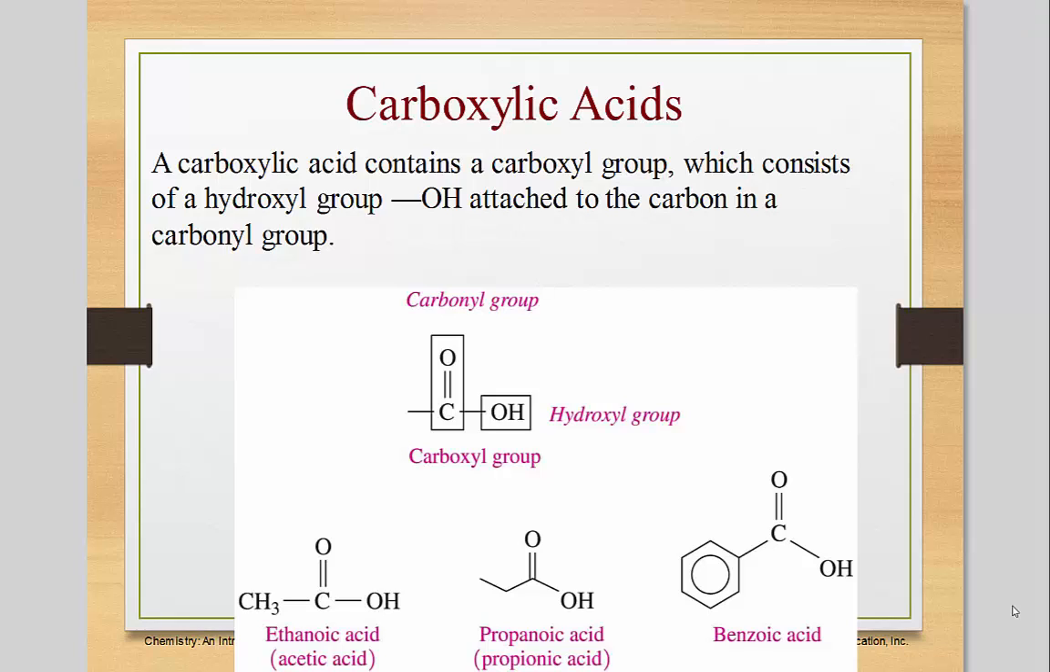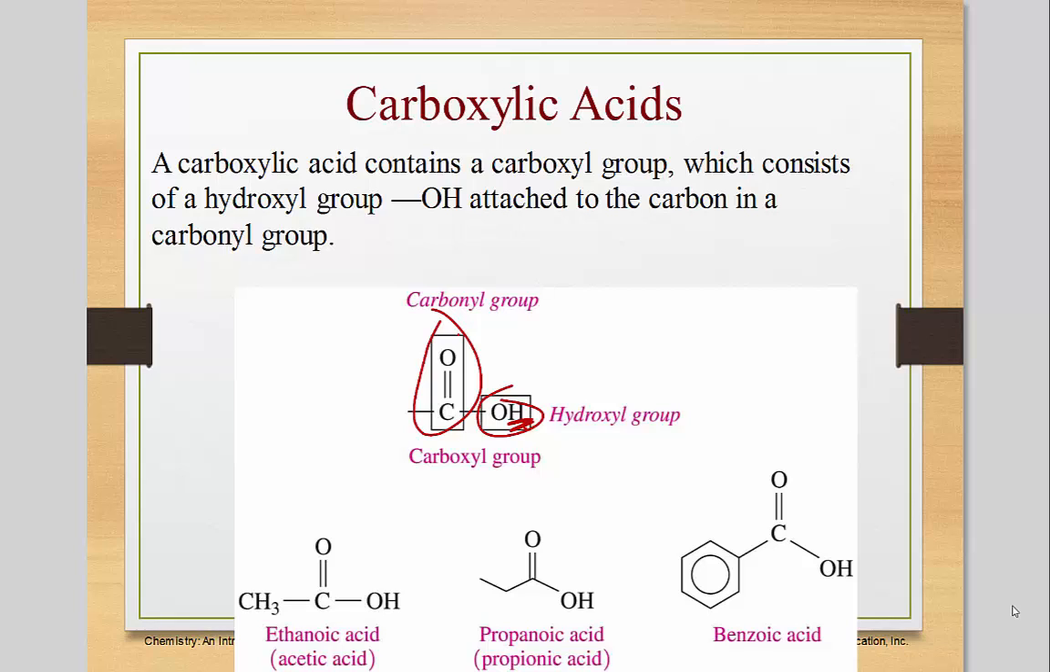This tutorial discusses carboxylic acids. In a carboxylic acid, we have a carbonyl group, which is the carbon-oxygen double bond. We also have a hydroxyl group, an OH group. It's considered an acid because this hydrogen here will be given away, and by definition, an acid is something that gives up a hydrogen.